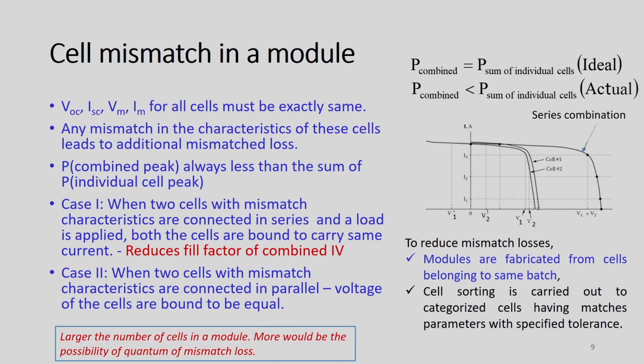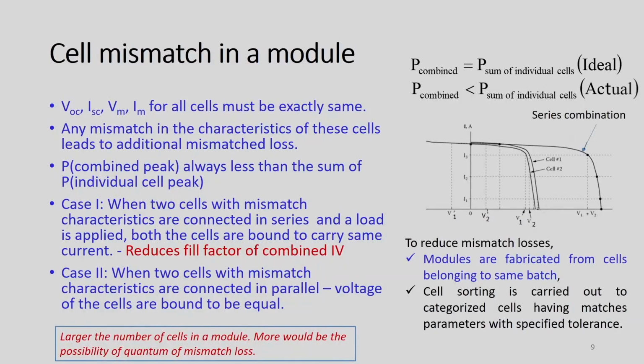So, what is cell mismatch? If two or three cells we consider have characteristics that are not the same, then they are different. So, if they are connected in series, their behavior will be different. What happens when we are connecting cells in a module in series or in parallel? The characteristics of the cells have to be identical.